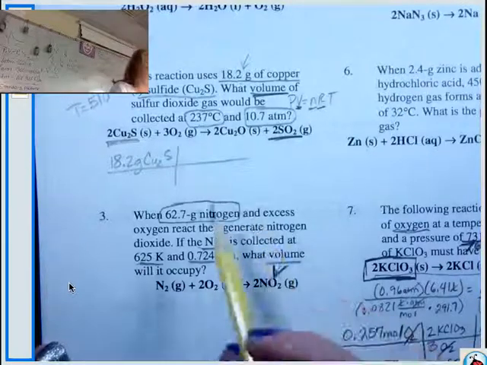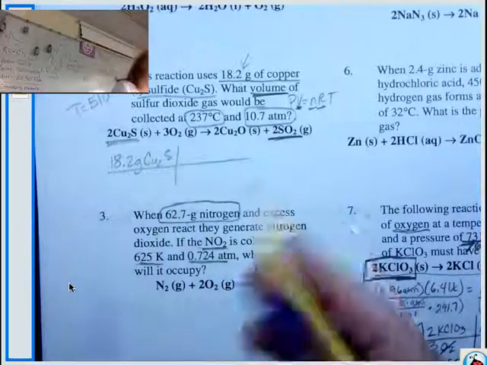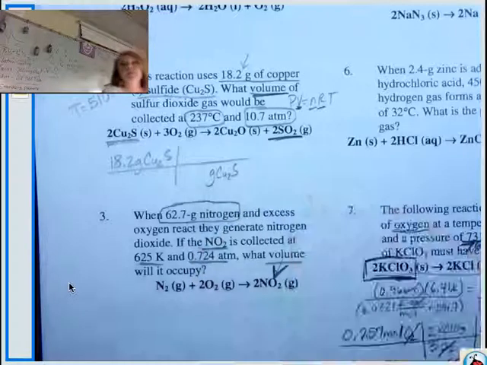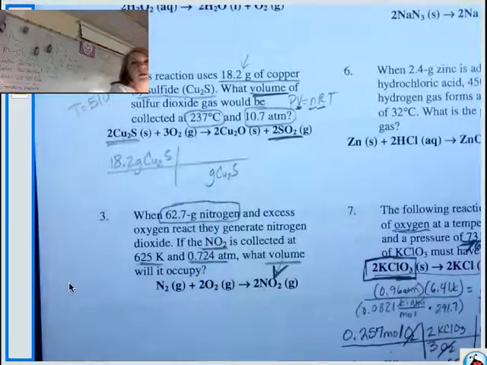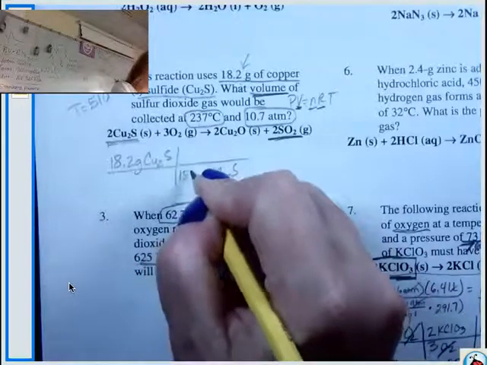No? Okay, so you guys, I'm going to let you tell me what to put in my setup. What am I going to put in there? Divide by the molar mass. So I need the mass of Cu2S. 159.17.